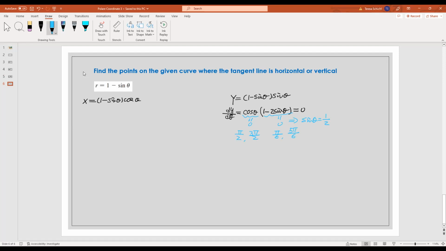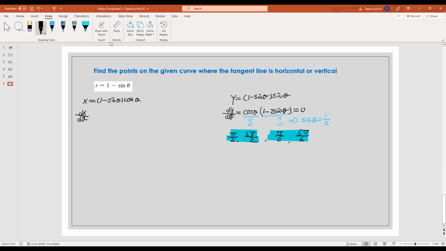All right. Okay, so let me write in a different color. So here, I know this will be pi over 2, 3 pi over 2, pi over 6, and 5 pi over 6. At these 4 points, I'm going to have the horizontal tangent. Okay, let's do the same way here, right? So the dx/d theta.